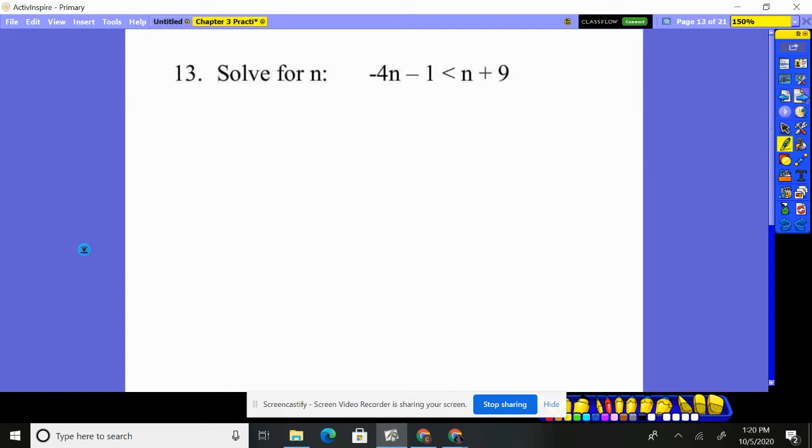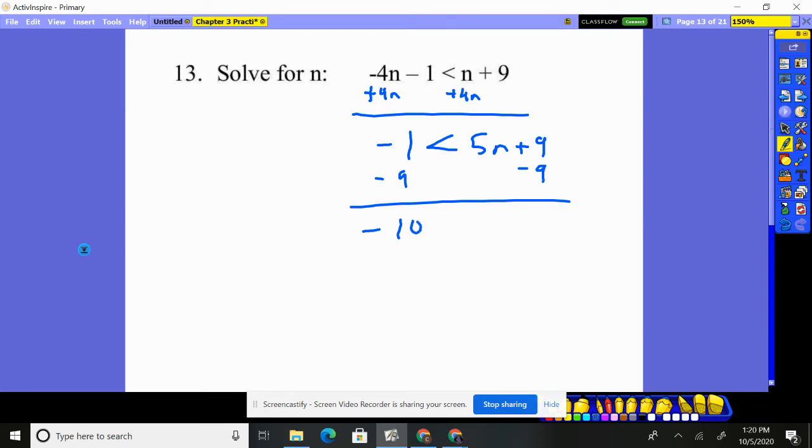The next one, I'm going to move my smaller variable. So I'm moving 4n. I get negative 1 is less than 5n plus 9. So I now move my 9 over. I subtract 9. I get negative 10 less than 5n. Divide by my 5, divide by my 5. Here's n being bigger than negative 2.